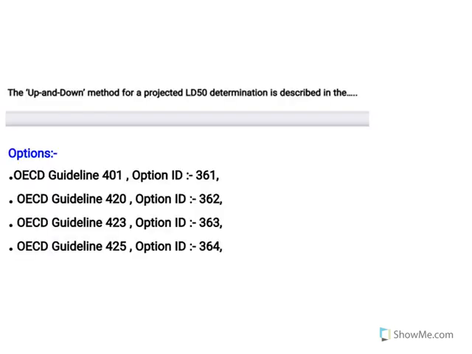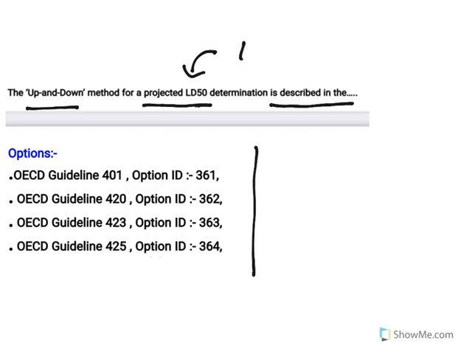Let's get into the topic. See, the up and down method for the projected LD50 determination is described in. See, these are the OECD guidelines. Now you need to understand LD50 is lethal dose 50, the dose which is required to kill 50% of the subject is known as LD50, lethal dose.